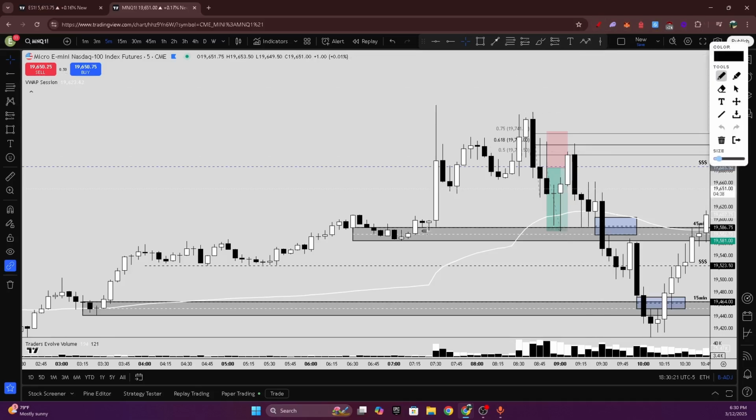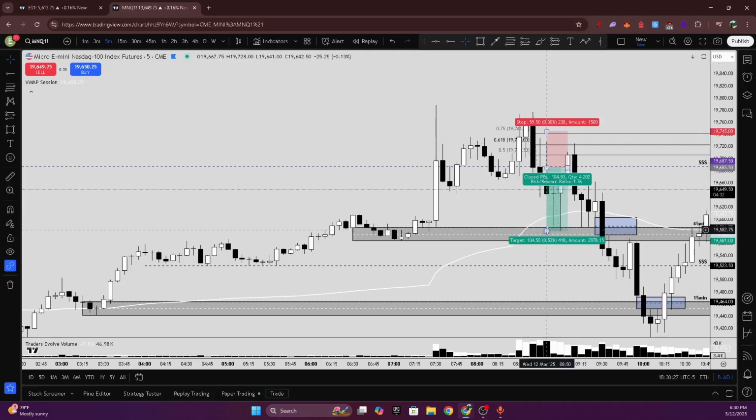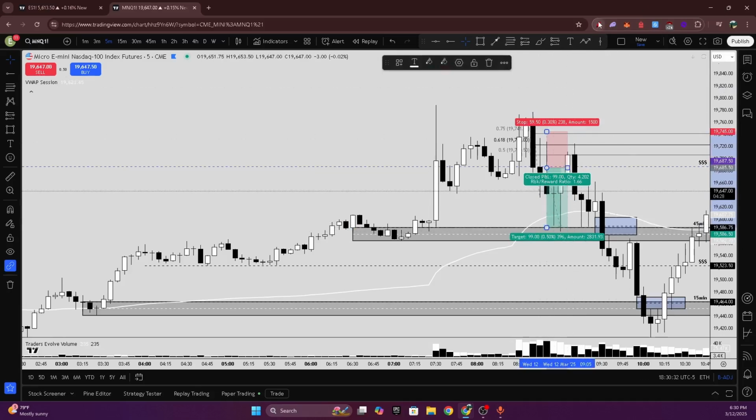We kept it as the touch of the zone or just this key macro level down there in order for us to ensure that we secure our profits, which results in a 1.66 RR, which is really good.